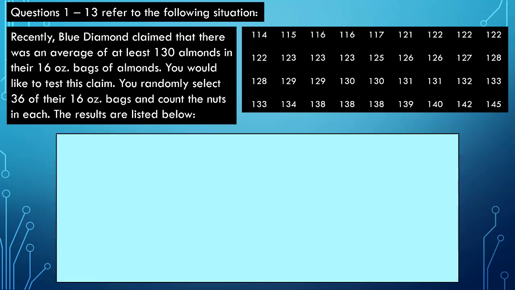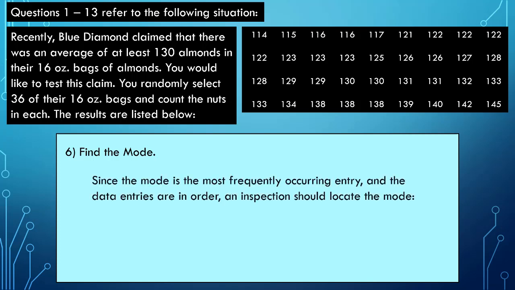Find the mode in question number 6. So again, with a data set that's in order, finding the mode should be pretty simple, because we're looking for the most frequently occurring data entry. So we look for something that happens more than anything else, and the one that happens more than anything else is 122. That happens 4 times. There are some other entries that happen 3 times, like 123 and 138, but nothing else happens 4 times.